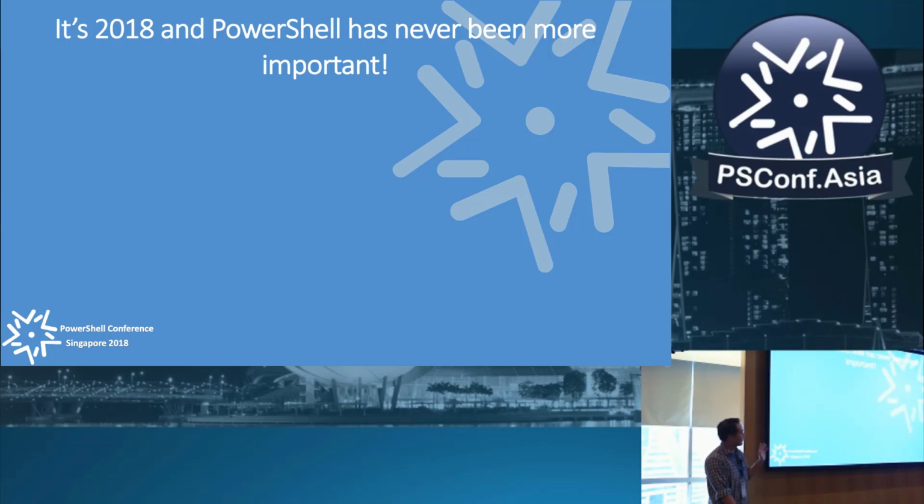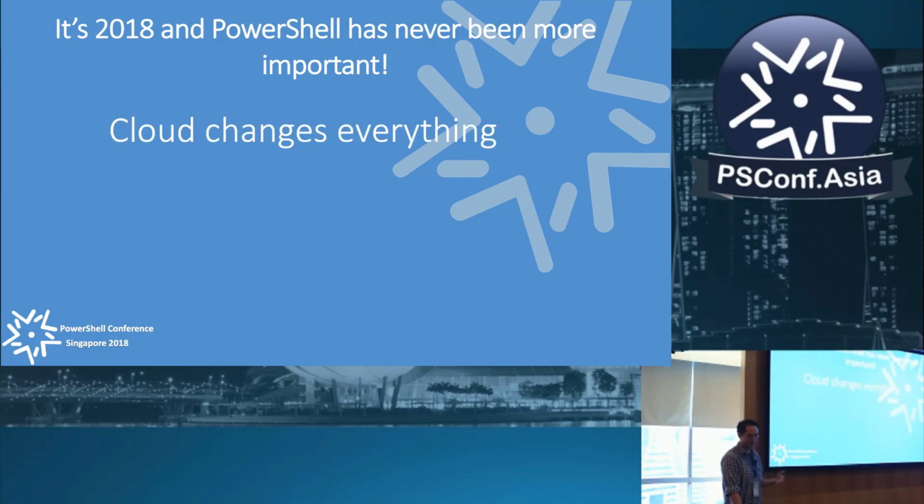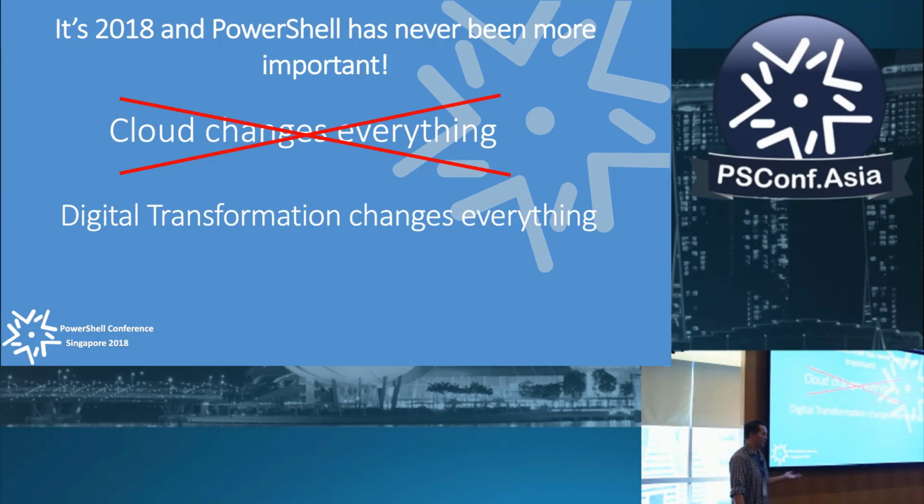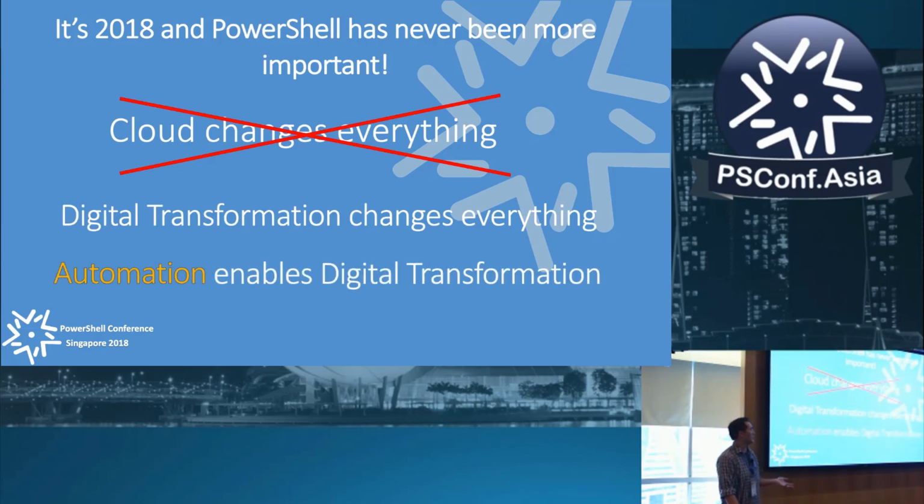I'm going to go quickly through this first set of slides because it just recaps what Jeffrey, I'm assuming everyone here saw Jeffrey's keynote anyways, covered. So I'm not going to go into a lot of detail here, but it's the same kind of content. Basically, in 2018, PowerShell has never been more important. It's not about the cloud, it's about digital transformation. Digital transformation is really about enabling you to create more bandwidth so you can spend that bandwidth on what's actually business critical. And one way to do that is through automation. And of course, automation means PowerShell.